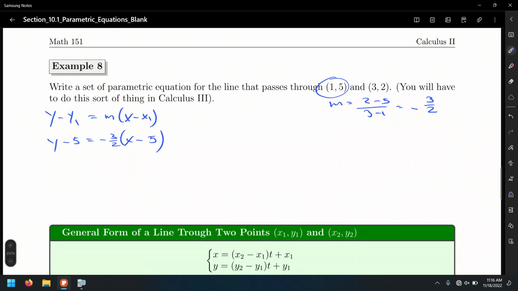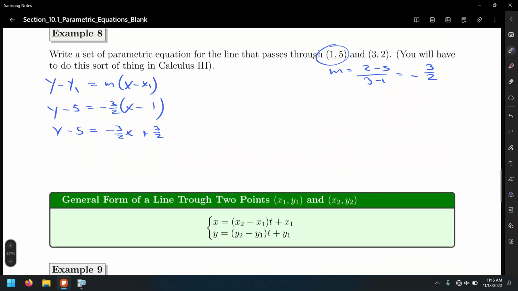I'm going to distribute this. y minus 5 equals negative 3/2 x. Negative times a negative is positive, 3 times 5, that's 15 halves. And subtract 5. Oh, come on. So again, that never happened, right? Oh, it's on video anyway. Okay, so add 5 to both sides, and y equals negative 3/2 x minus 3/2 plus 5, 13 halves. So that's the equation of the line containing those 2 points.